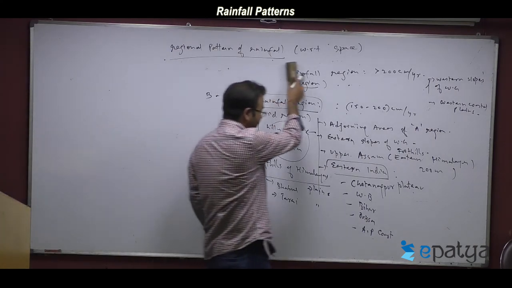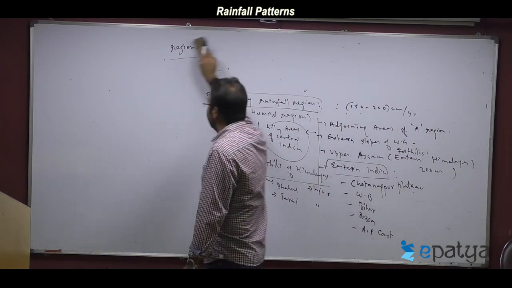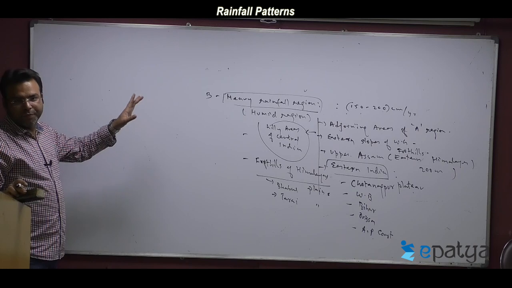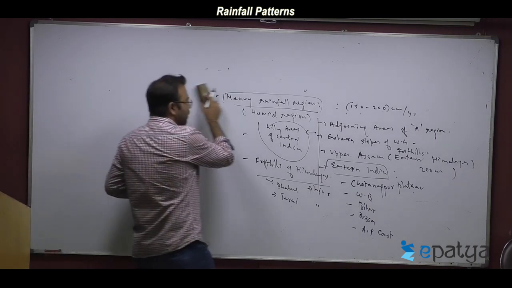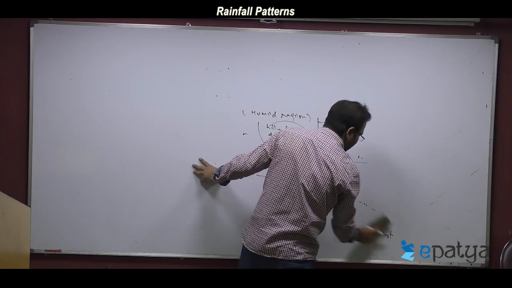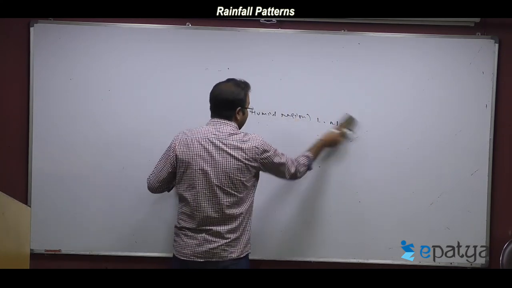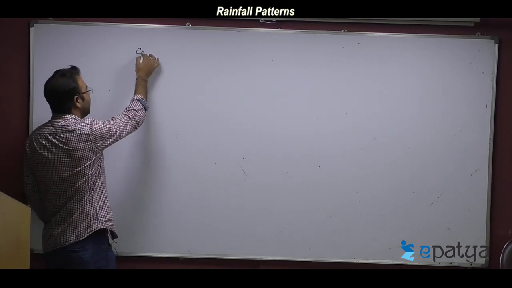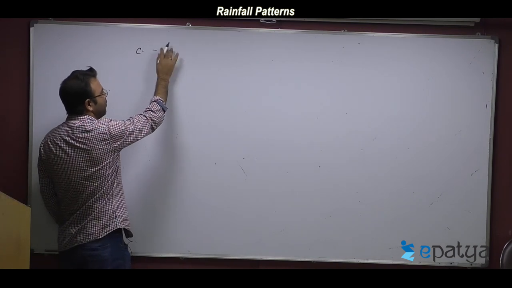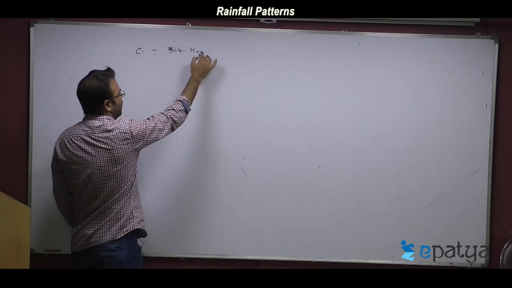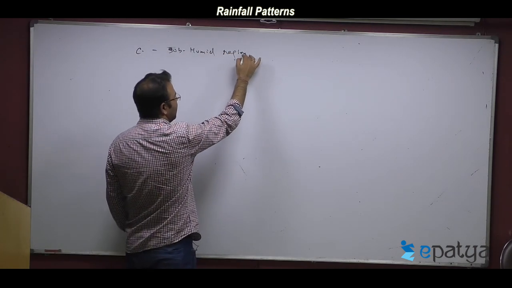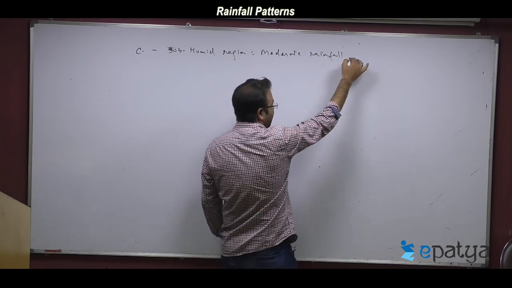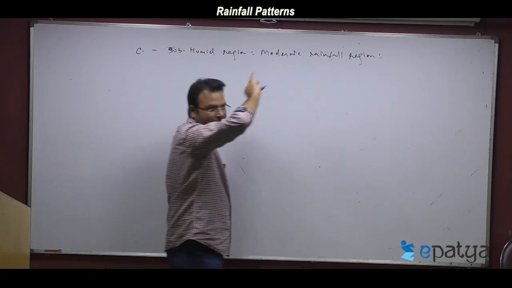Okay, now the third region is the sea region. Written, likh liya aap logon ne? Now the sea region is called the subhumid region, or the moderate rainfall areas in the country.